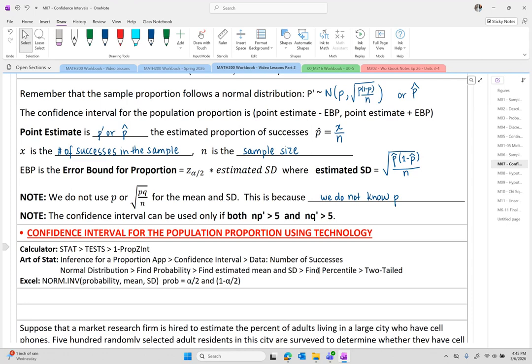The confidence interval can only be used again if certain conditions apply that will make this a binomial experiment and a binomial distribution and eventually a normal distribution. These are that n times p hat has to be greater than 5 and also n times q hat greater than 5. And if you remember from the previous chapter, n times p hat and n times q hat greater than or equal to 10 is even better.